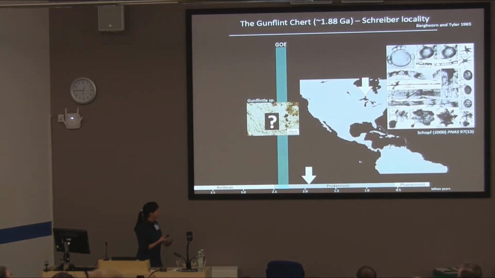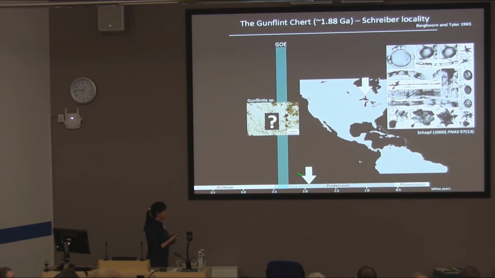The Gunflint Chert is an early Proterozoic deposit, and there has also been a lot of debate about what sort of taxonomic fossils we have in the Gunflint Chert. What sort of microbial community was there? Were cyanobacteria involved? People have argued that it might be proteobacteria, such as Leptothrix, that are present in this deposit.